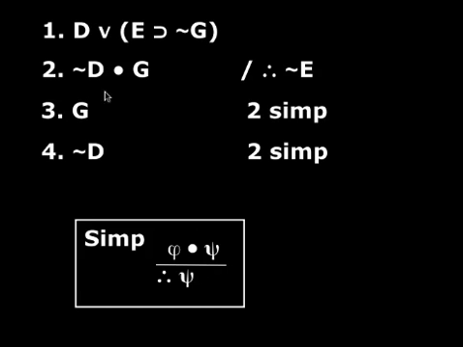On line 3, I simplified the first conjunct off. In line 4, I simplified the second. And in line 4, I simplified the first one off. No problem. Okay, let's go back to the proof.